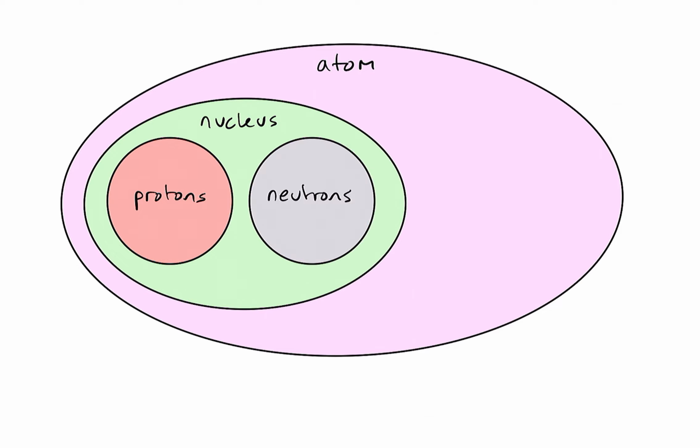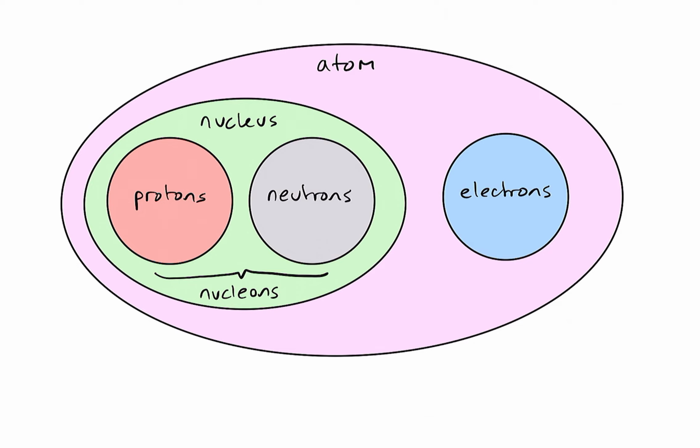And because these two particles are both found in the nucleus, they can collectively be known as nucleons, also a useful word to know. And then finally, outside of the nucleus, in the space around it, we find electrons. And that's pretty much it for the basic structure of an atom. Hopefully this video is of some help.